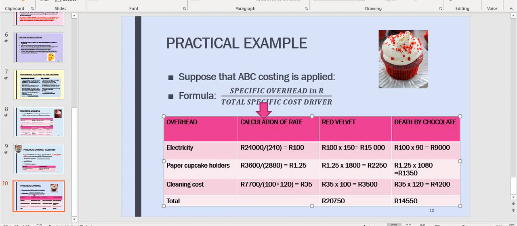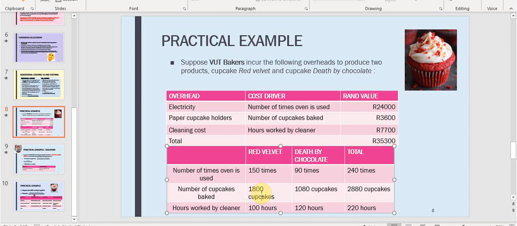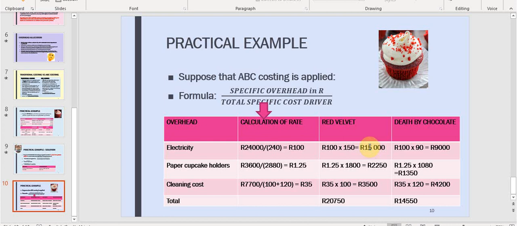I copy and paste and I put the 1 rand 25 under each product that I am calculating. And then I multiply by the cost driver for that specific product. So it is 1,800 cupcakes for red velvet, 1,080 for Death by Chocolate. And there you can see I have done that multiplication and I have got to a total of 2,250 for red velvet and 1,350 for the Death by Chocolate.